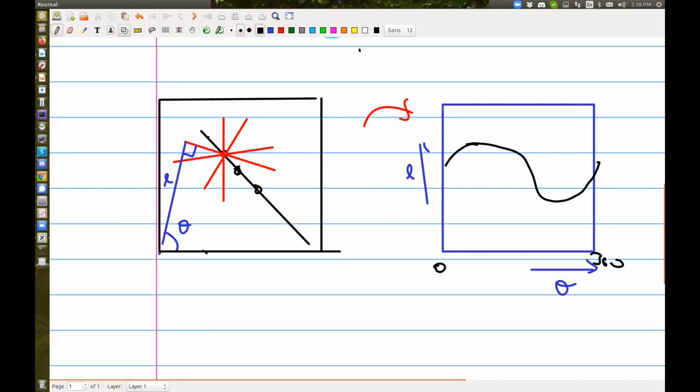Let me repeat this. If I consider a different point here, then again I can think of what kind of lines can potentially include this point. The lines that include this point may be something like that. Let me draw something like that. Then I consider another point here, and I may have something like this.